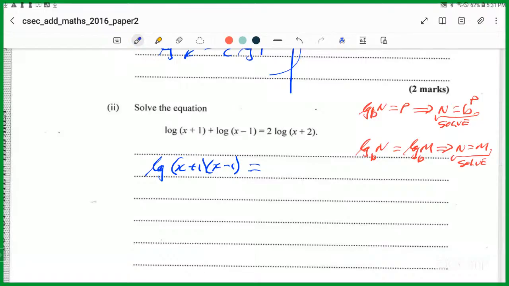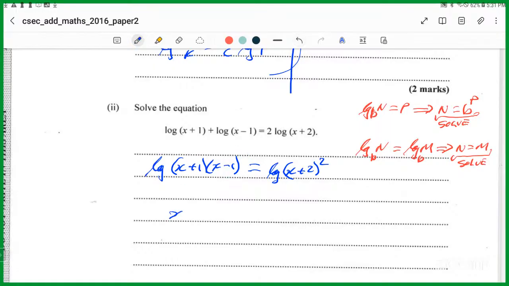Equals, and then over here now we can take this 2 and bring it up here as a power. So it becomes the log of x plus 2 squared. That's it. This is now like our m, n, and this is now like our m. And so we're using this one, so they are equal. Right? So it means then that this expression equals this expression.